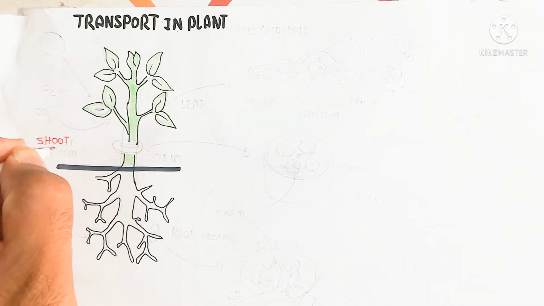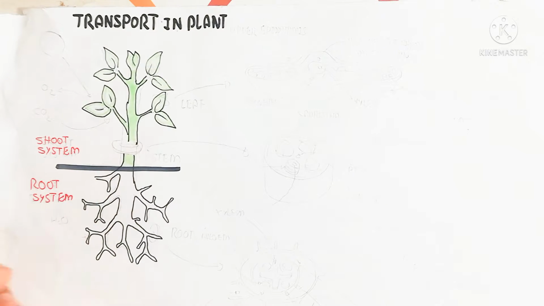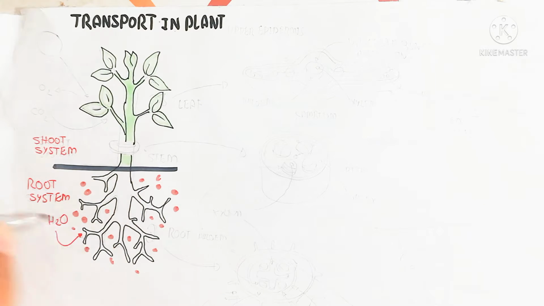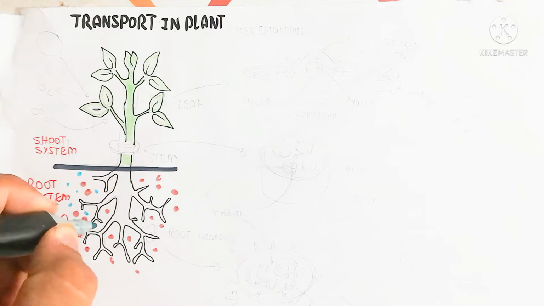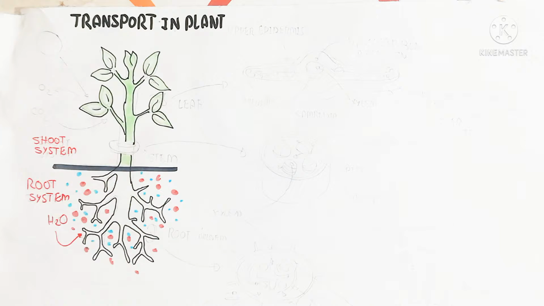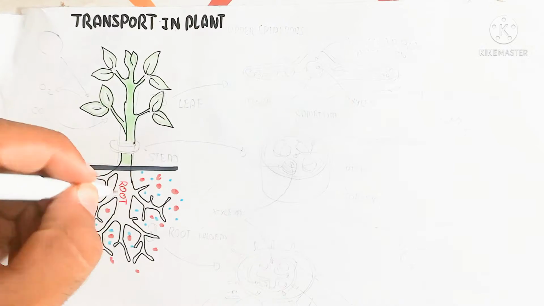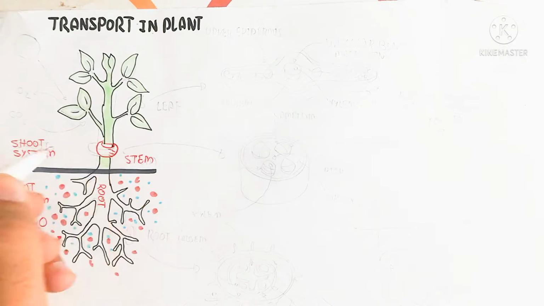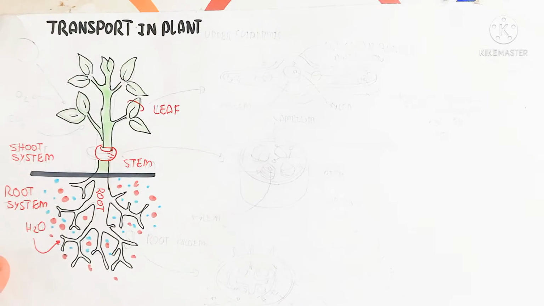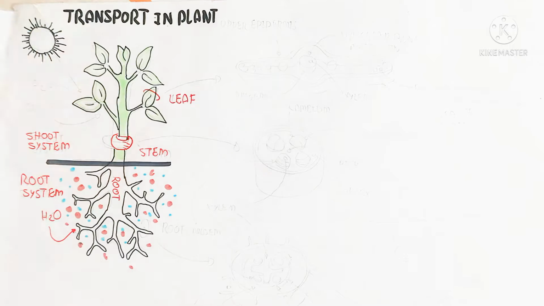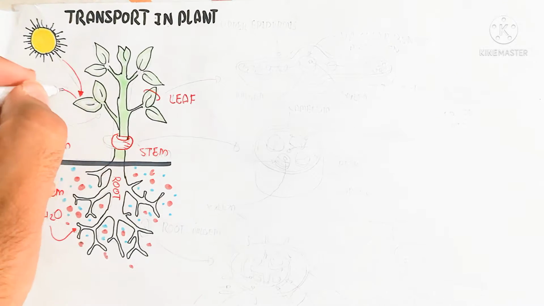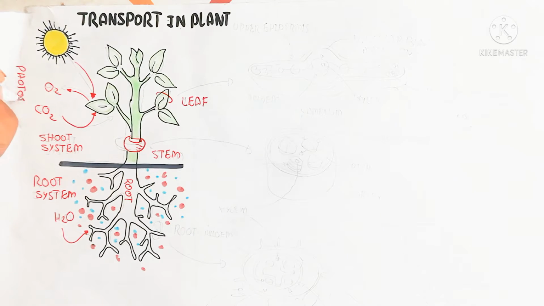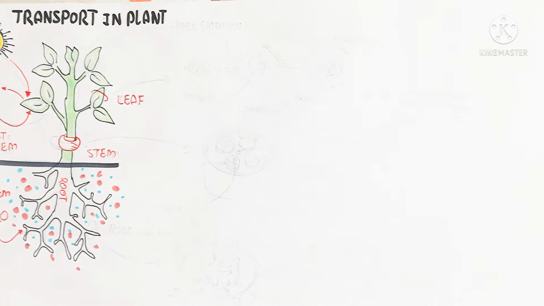So this is the shoot system, which is the green and photosynthetic part of the plant, containing leaves, stem and flower. Here is the root system, which contains roots used for the absorption of water from the soil into the shoot system. Here is the stem and this is the leaf. The leaf is very important for photosynthesis because it contains stomata for absorption of carbon dioxide and release of oxygen for photosynthesis.